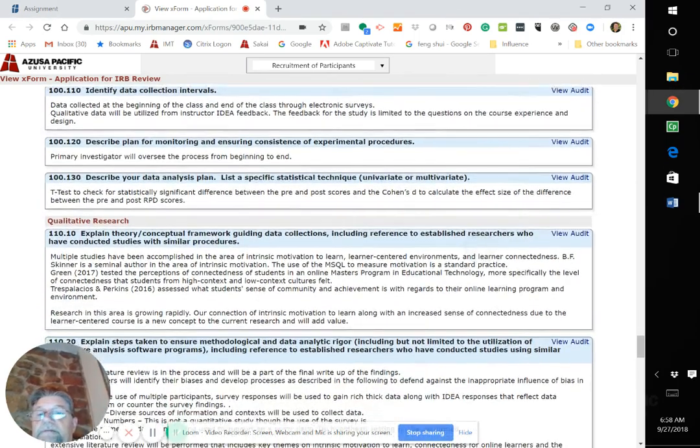And then describe your data analysis plan. In this case, we're going to use a t-test to check for statistically significant difference between the pre and the post scores, and Cohen's d to calculate the effect size of the difference between the pre and post. And the RPD just stands for Rapid Prototype Development scores. That's what we're looking at, in a nutshell.